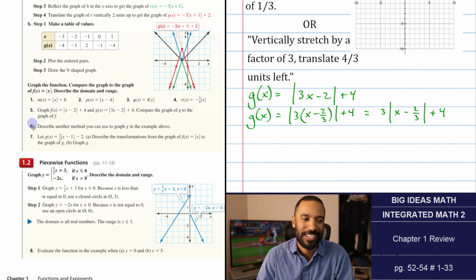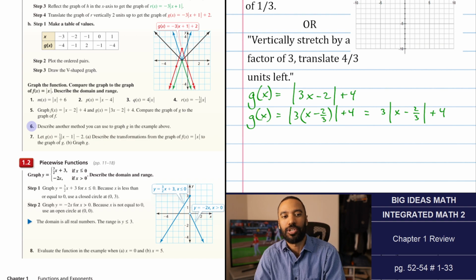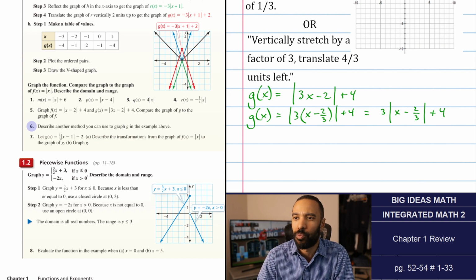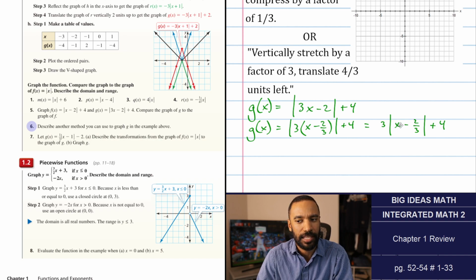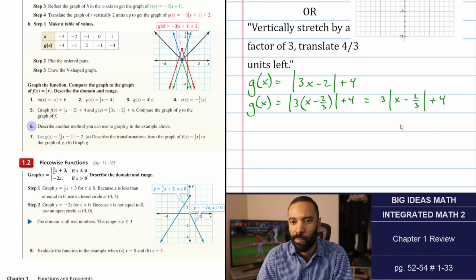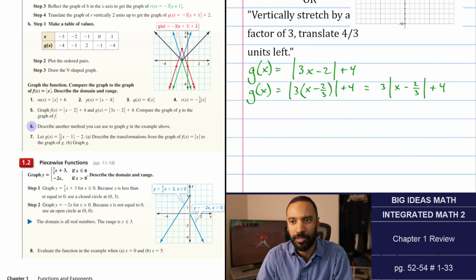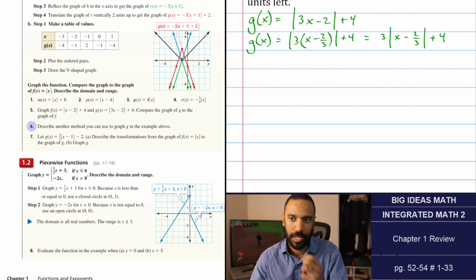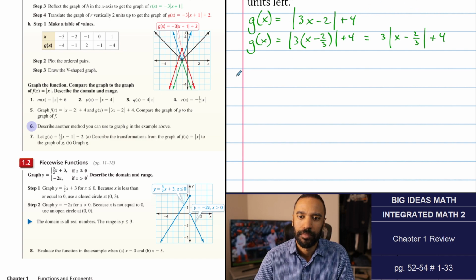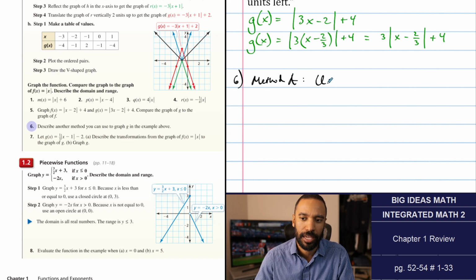All right, number 6. I know that's not great. Describe another method you can use to graph g in the example above. I wonder if that's what they're talking about, which is getting this into vertex form. That's kind of my other version. Their first method is using a table, right? So if method A is use a table, like they probably would, then method B is get into vertex form. I'll just go ahead and say that, get into vertex form, like I did above.